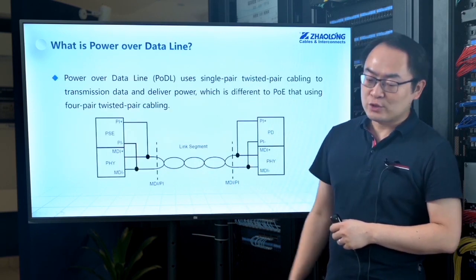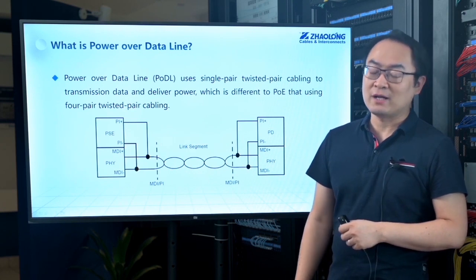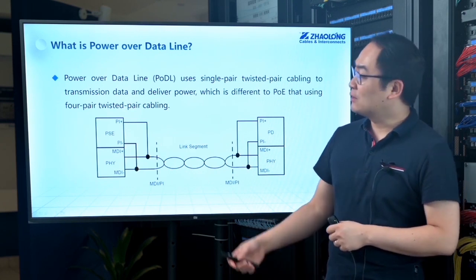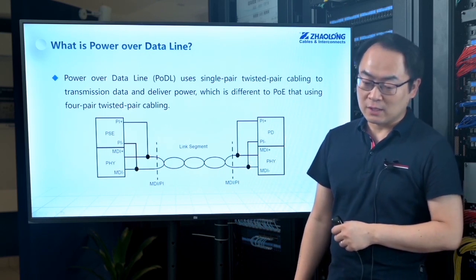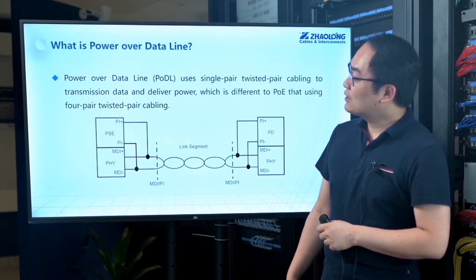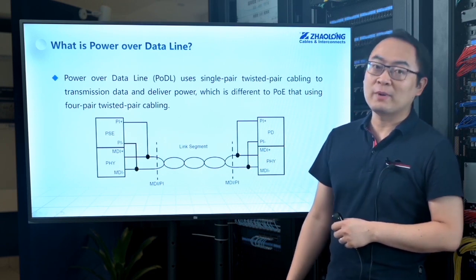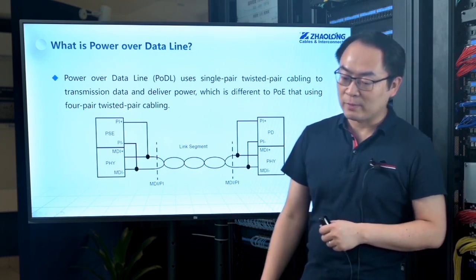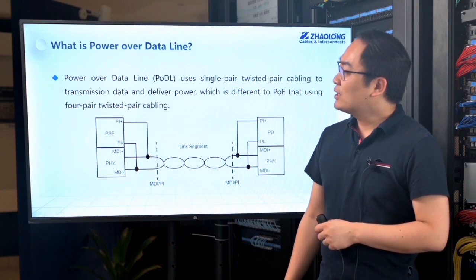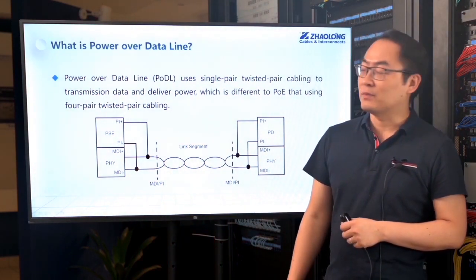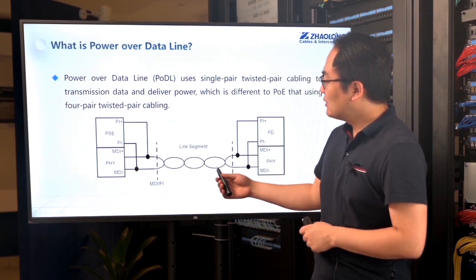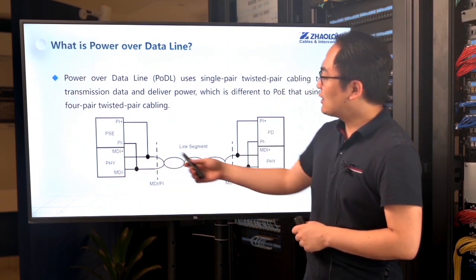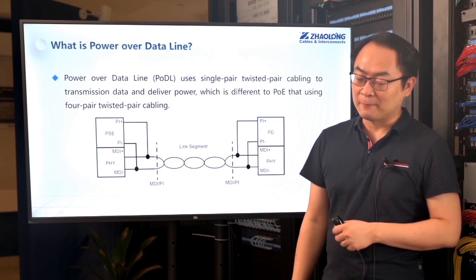So that is the traditional data cable, which has 4 pairs of twisted pair. However, nowadays, in some automation and automotive environments, people tend to use a kind of single pair cable, which only has a single twisted pair. PoE still applies to this kind of cable, but the name has been changed to Power over Data Line. So just a single pair, but you still deliver data and power at the same time.